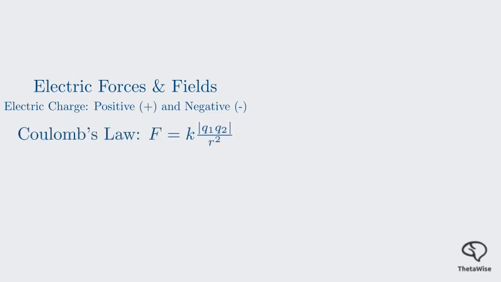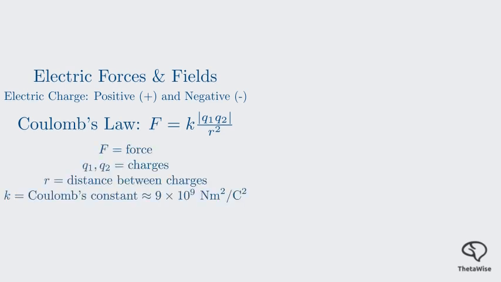Coulomb's law is given by the formula F equals K times the absolute value of the product of the two charges, Q1 and Q2, all divided by the square of the distance, r, between them. Let's break that down. F is the magnitude of the force. Q1 and Q2 are the amounts of charge. R is the separation distance. And K is Coulomb's constant, a very large number that makes the math work out.